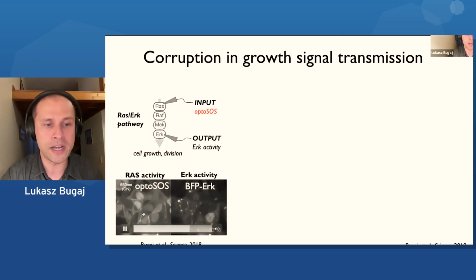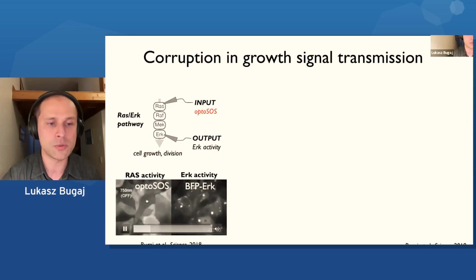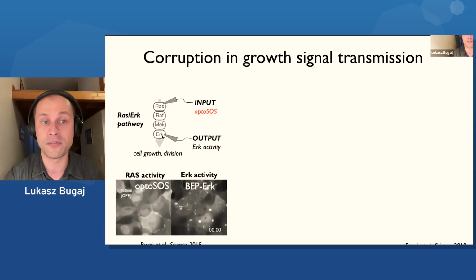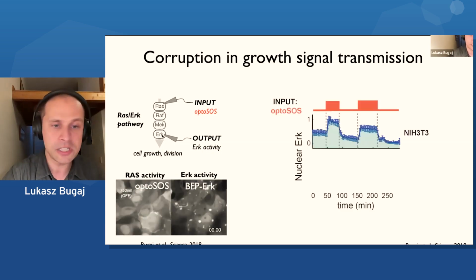So by shining light on the cell, we recruited optoSOS to the membrane, and that's where the signaling is initiated in this pathway. And then downstream, we had a fluorescent reporter of ERK activity. Okay? And we just looked at the input-output response. And the first thing we found was this entire class of cancer cells where this input-output response was significantly altered, right?